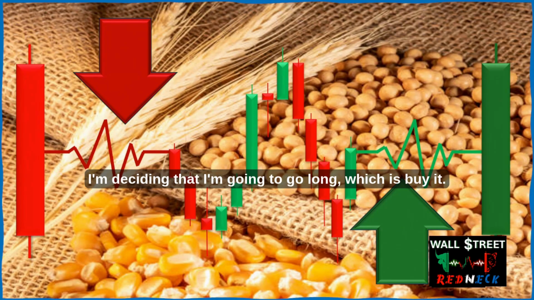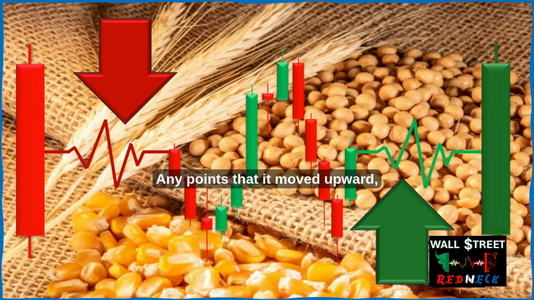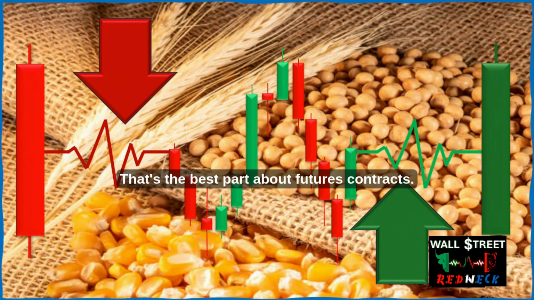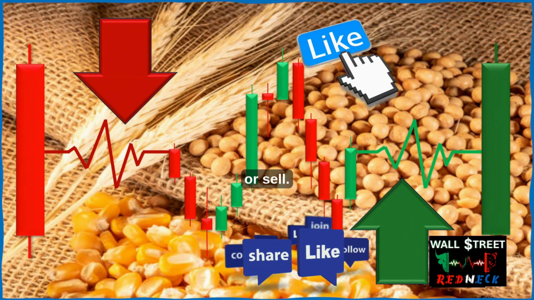So as you do your analysis, all you have to do is decide, I'm going to purchase a contract. I'm deciding that I'm going to go long, which is buy it. As you purchase that contract and it moves upward, you close out of that contract. Any points that it moved upward, you would make that financial gain from that contract. It works the same as a sell. You would sell that contract, and as it moved lower, when you decided to close that out, any points that it moved down, you would close that out and realize those financial gains. That's the best part about futures contracts, is all you have to do is decide if you're going to buy or sell.